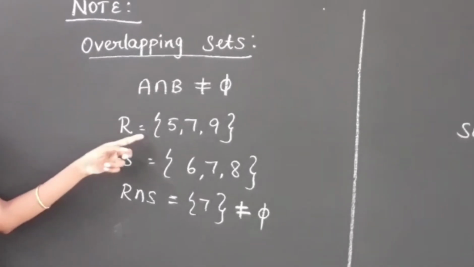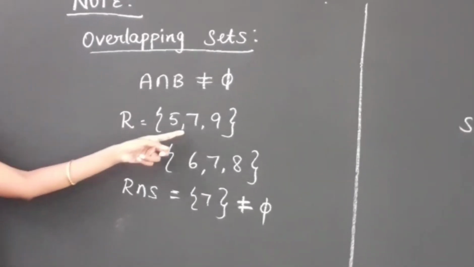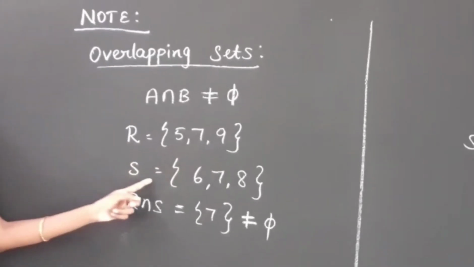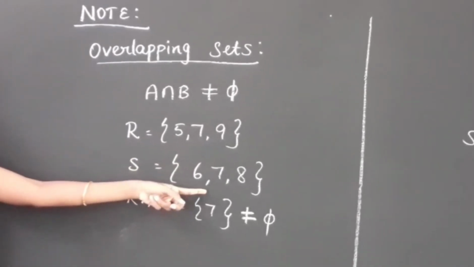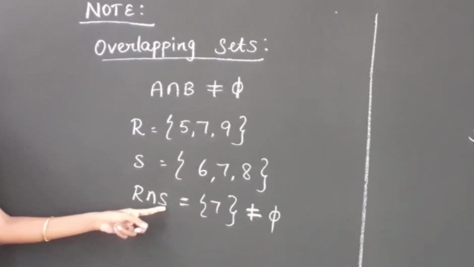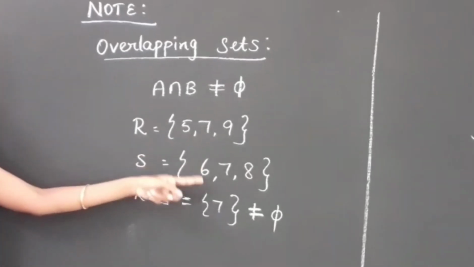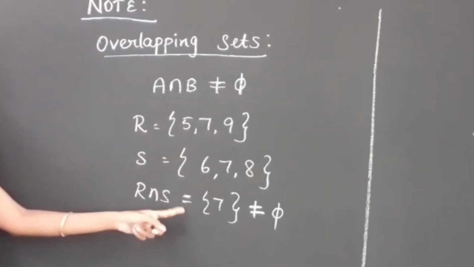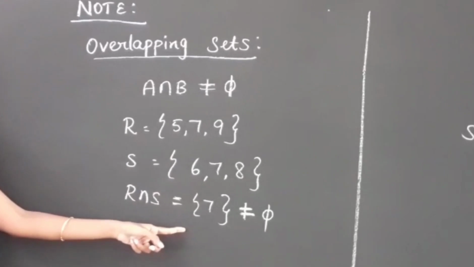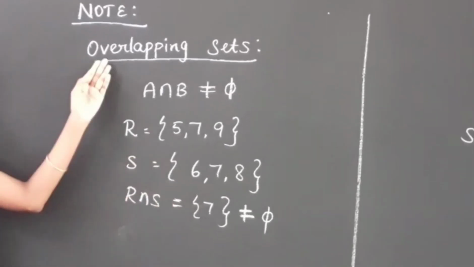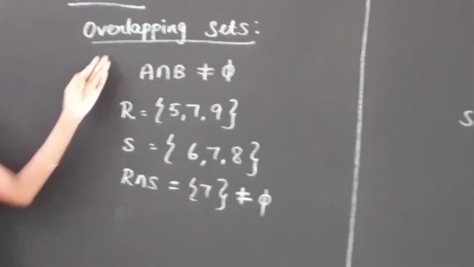Now see the example, R equal to set of 5, 7, 9 and S equal to set of 6, 7, 8. Here the intersection of both sets is 7. Here 7 is common to both sets. So this intersection is not equal to empty set. So it is an example for overlapping sets.